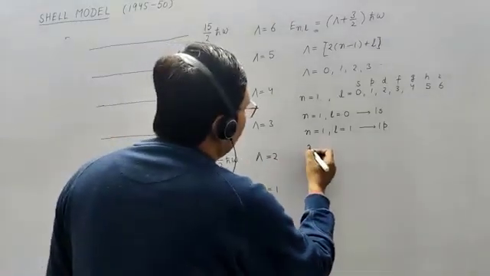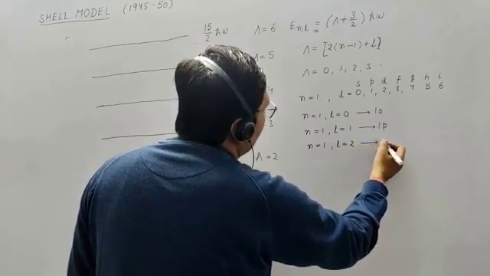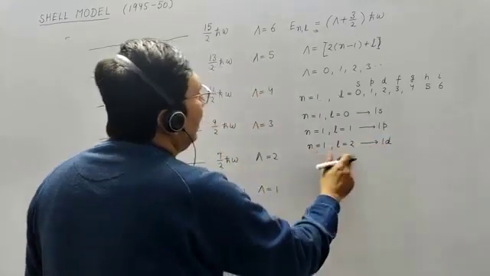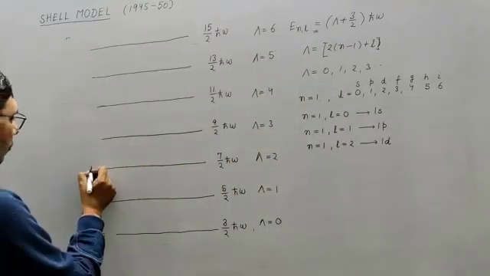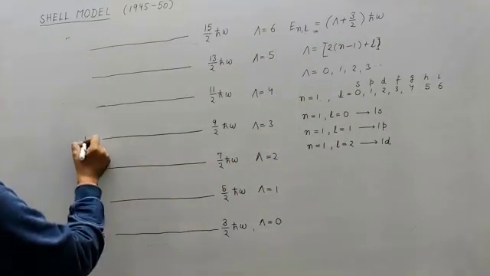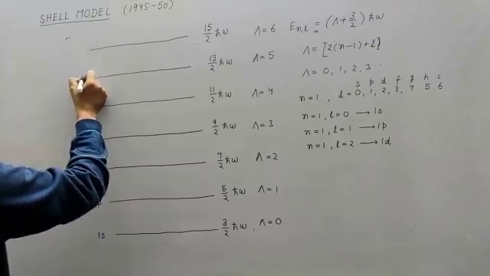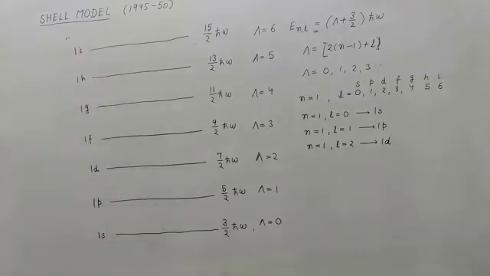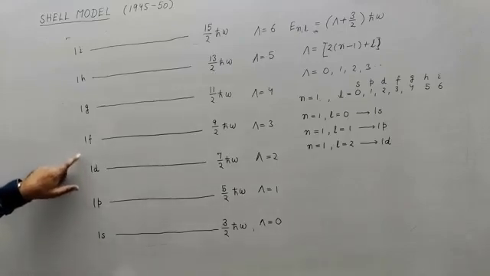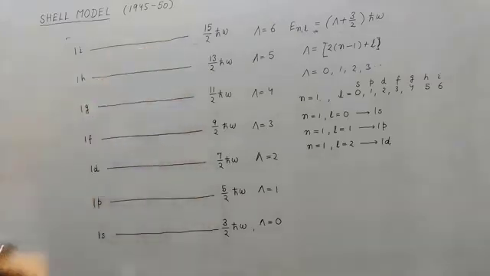Similarly, you can find out for 1d. This will be L equal to 2, so this will be the 1d orbit. If you substitute n and L here, find out lambda, and substitute here, this energy comes out for 1d. Then this will be 1f, 1g, 1h and 1i. These are the suborbits 1s, 1p, 1d, 1f, 1g, 1h, 1i. They have this much amount of energy.